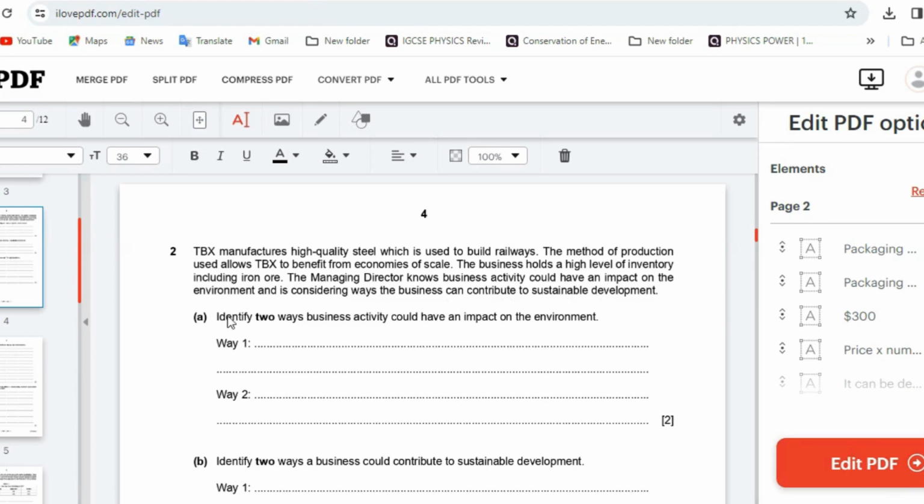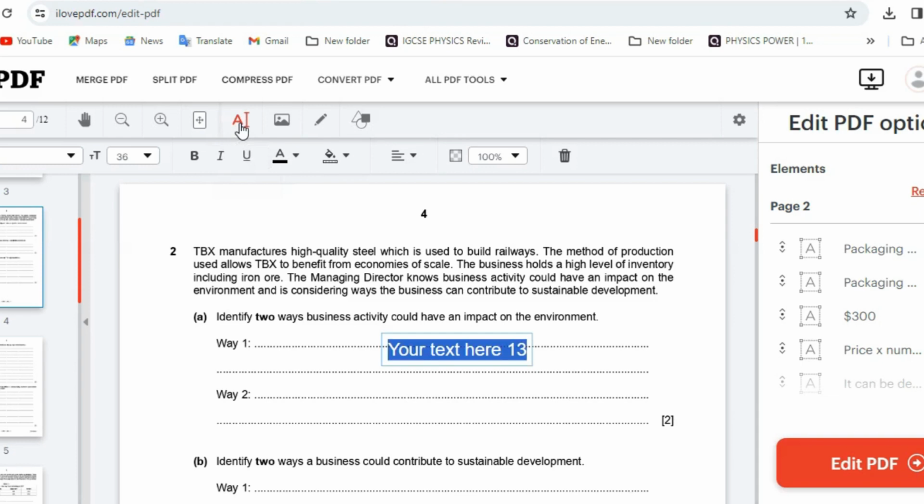Using this appendix now, we have the first question under it, which says identify 2 ways business activities will have an impact on the environment. That is, this is talking about external cost that a business can actually cause to an environment. Of course, the first one that should come to your mind is what?